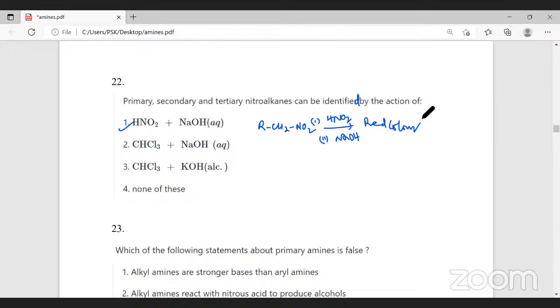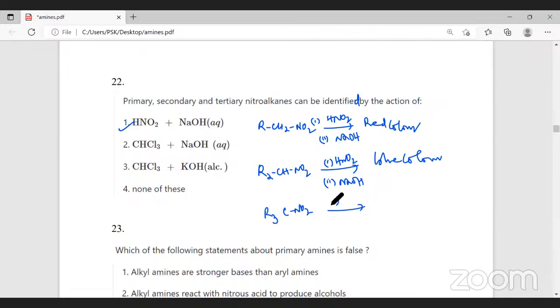Red color. And if you take a secondary nitroalkane, R2CHNO2, when we react it with nitrous acid and NaOH, you get a blue color. And if we take R3CNO2, when we treat it with nitrous acid and NaOH, we get a colorless solution. So these are called alpha hydrogen atoms.